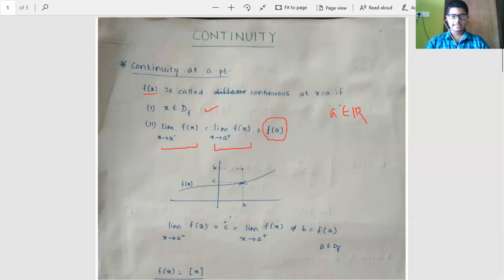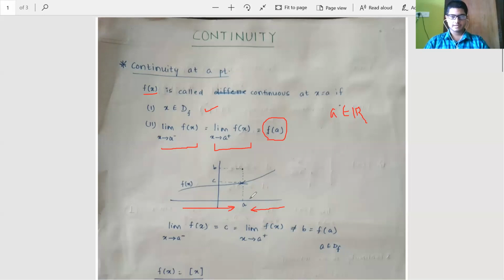For instance, you can see this example. If we approach a, how to find LHL? We approach from the left hand side, reach a, and we see that LHL is going to be equal to c. Okay, and if we approach from the right, we can also see the RHL value is also going to be equal to c. So first of all, LHL is equal to RHL. So we can say that the limit of the function exists at the point a. But to comment about the continuity of the function at point a, we have also to observe the value of the function at that point.